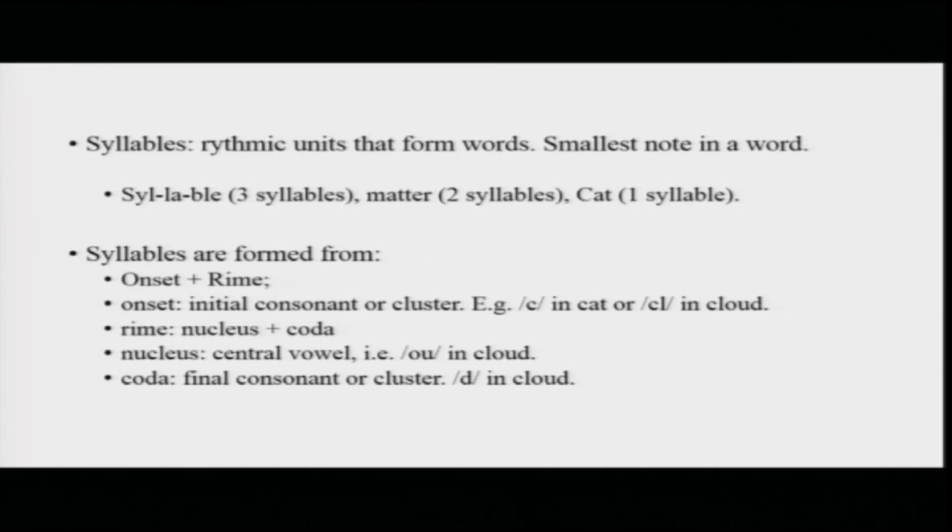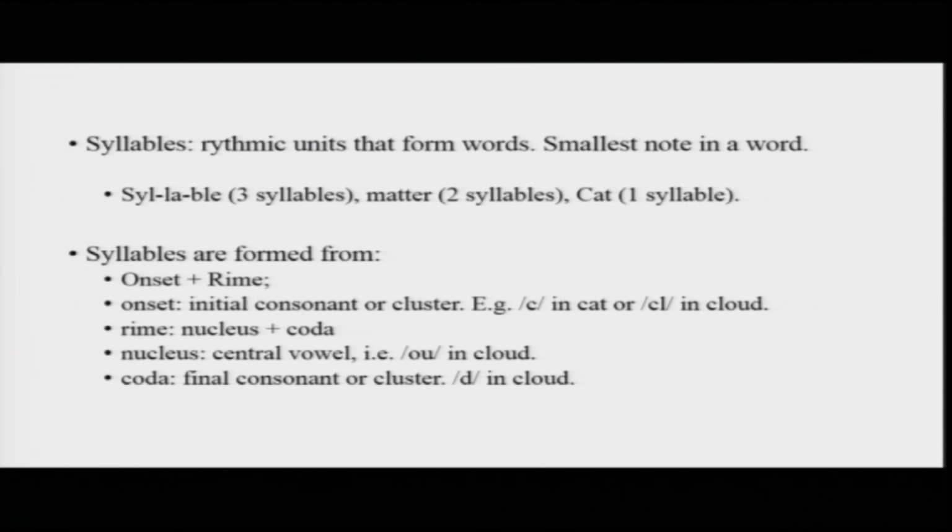We are still talking about the sound structure of language. Another way to organize the sound space is by syllables. Different languages have syllabic structures and are talked about as syllable-based languages, while some other languages are alphabet-based. We will come to that when we talk about reading. But what are syllables? Syllables are rhythmic units that form words. This is almost like the smallest note in a word. Matter has two syllables, cat has just one small note. So cat has one syllable, matter has two syllables, syllable has three syllables.